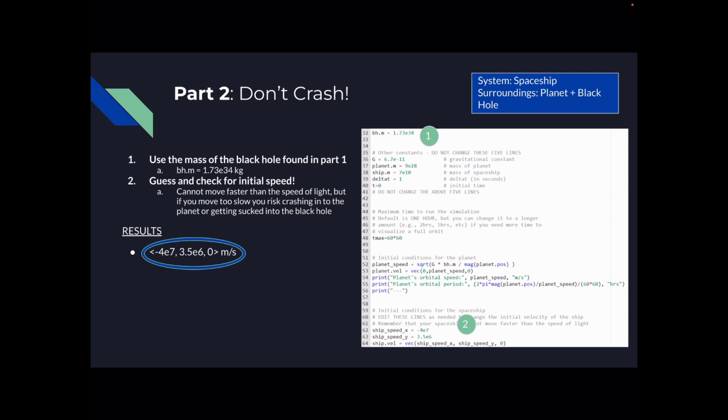So for part 2 of this experiment, we're going to use the mass of the black hole that we found in part 1, and we are going to guess and check for our initial speed. We know we cannot move faster than the speed of light, but if you move too slow, you risk crashing into the planet or getting sucked into the black hole. So through guess and check, I got values of -4 times 10 to the 7th meters per second in the x direction, 3.5 times 10 to the 6th in the y direction.